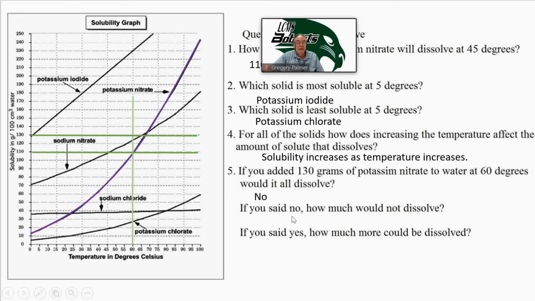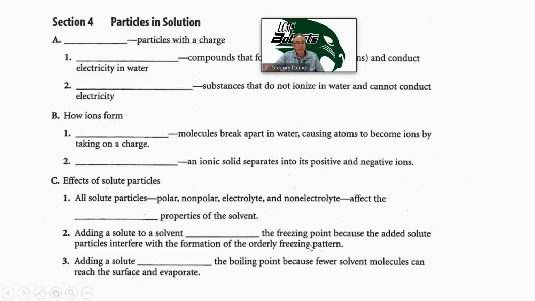So if we said no, how much would not dissolve? Well, only 110 grams can dissolve, and we dumped 130 grams in there. So the difference is 20 grams. Okay, this is what would settle to the bottom, like when that kid was mixing in the sugar. Some of the sugar stayed on the bottom and would not dissolve. And if you measured it, like we did in this case, it would be 20 grams of the substance.